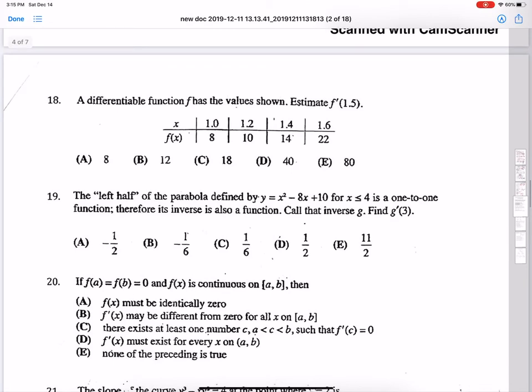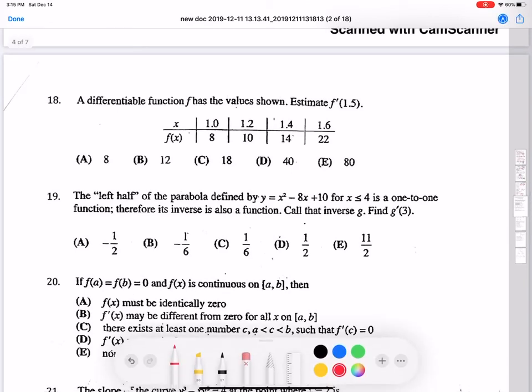A differentiable function f has values shown. Estimate f prime of 1.5. F prime of 1.5 means slope of a tangent line at x equals 1.5. But there is no 1.5 in this table. So this function has some graph underneath, but we know some specific points. Suppose 1.4 is here, and the y value is 14. Suppose 1.6 is here. At 1.6, y value is 22.